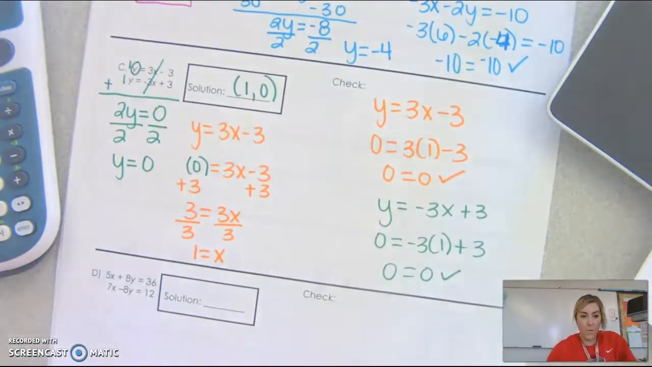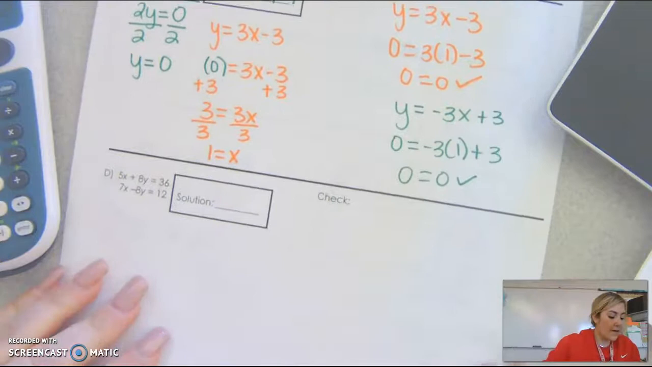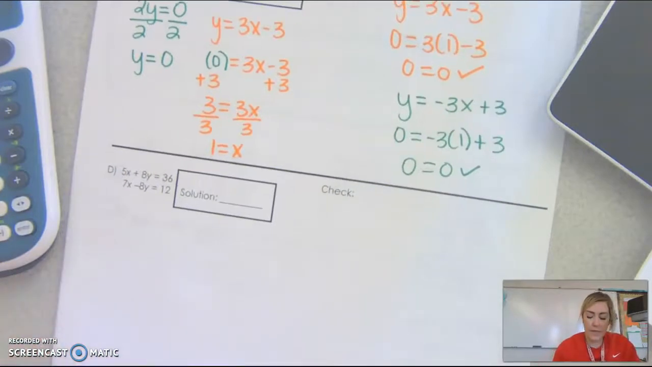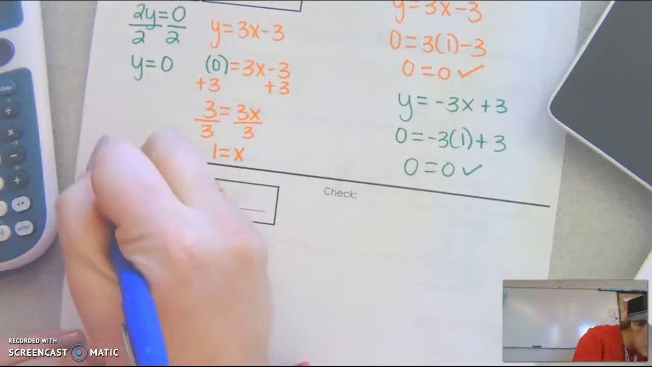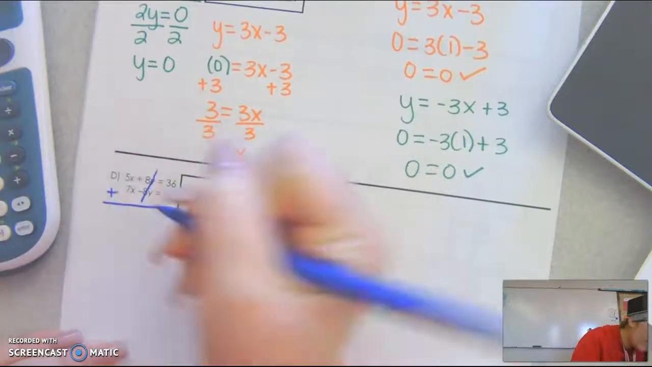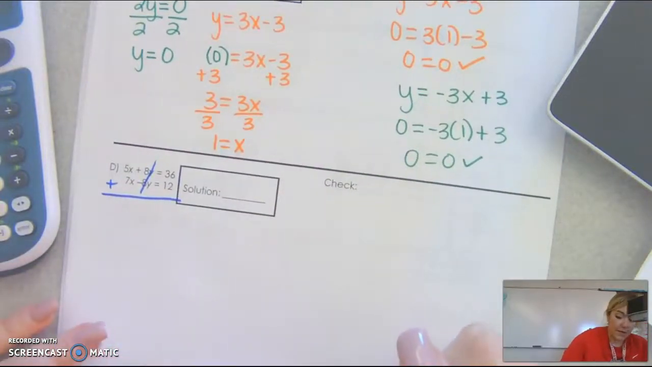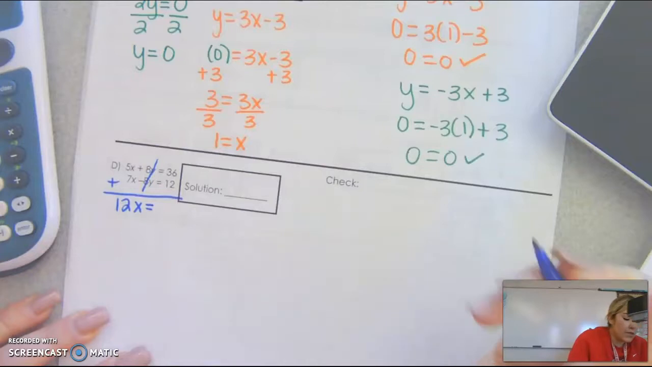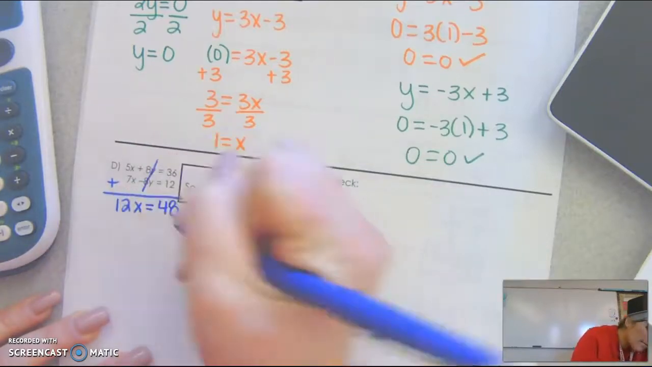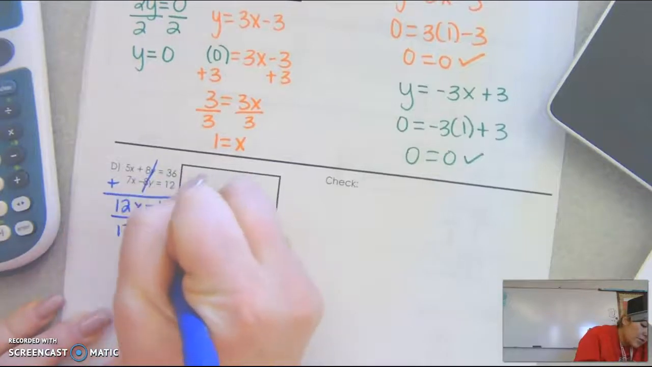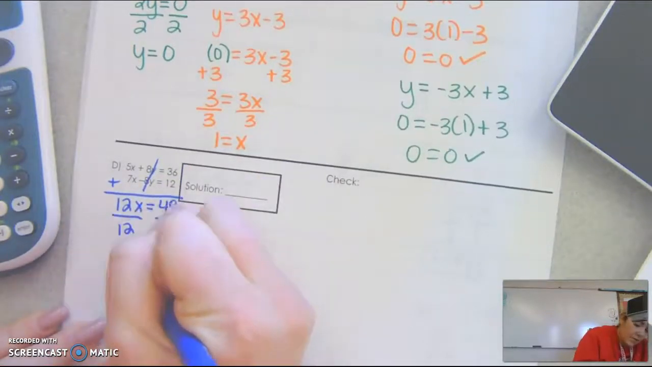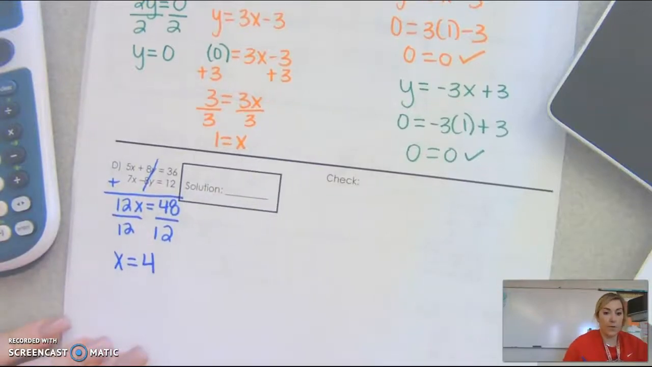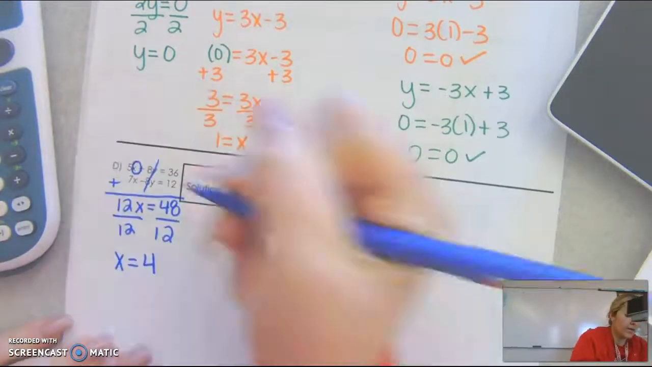Let's do one more. I think we have just enough time for one more. So I have 5x plus 8y equals 36, 7x minus 8y equals 12. We should be able to tell just by looking at that our y's are going to eliminate. So I have 5x plus 7x, that gets me 12x. And 36 plus 12 gets me 48. Divide both sides by 12. And x equals 4.